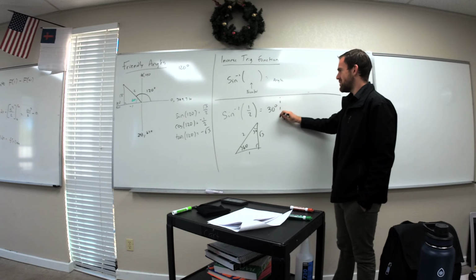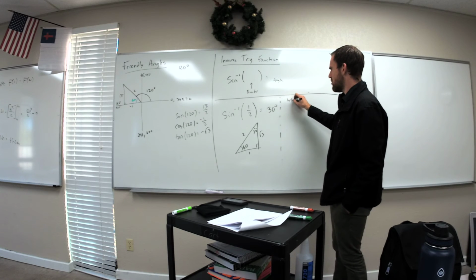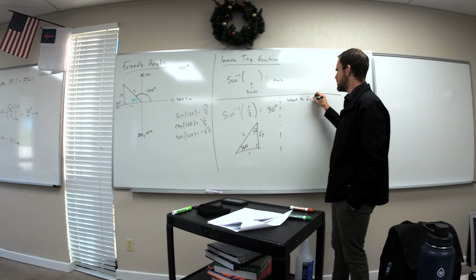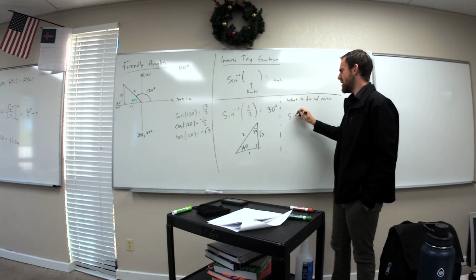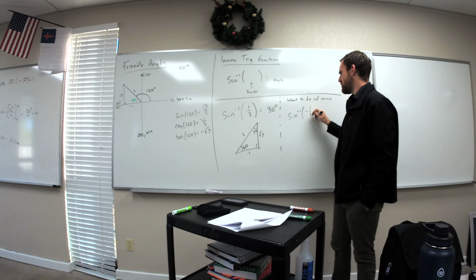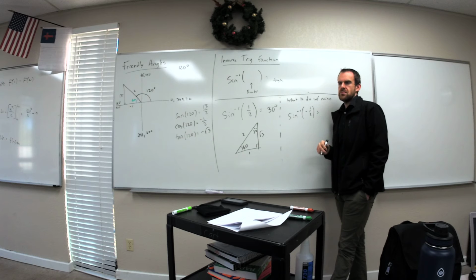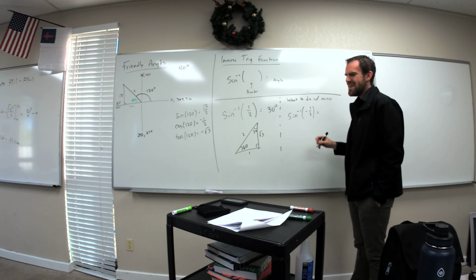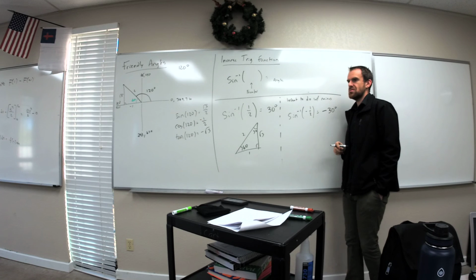So that gives me an angle of 30 degrees. Now, some things you have to be careful of is what to do with minus signs. So what would arc sine of negative 1/2 be? It would be negative 30. That's where they get you.